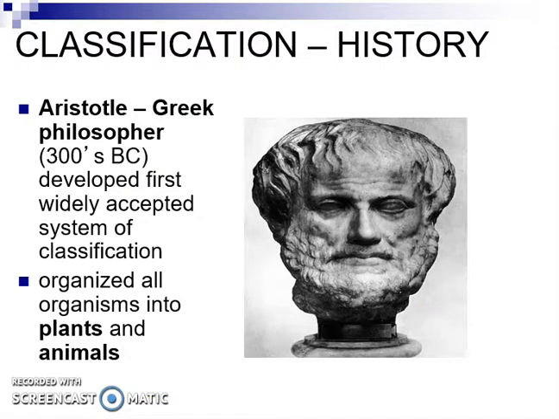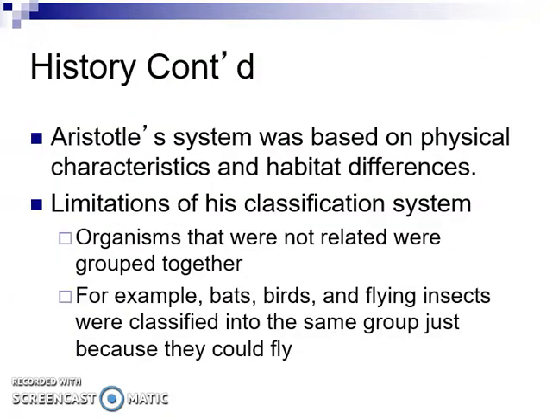Let's bring you back a little bit into history. So the whole classification idea actually started with Aristotle. Hopefully you've heard of him. He's a pretty famous guy in Greek history. He developed the first widely accepted classification system, but there were a couple of problems with his classification system. First, he divided everything into two groups, plants and animals, and then he even went on to use physical characteristics and habitat differences.